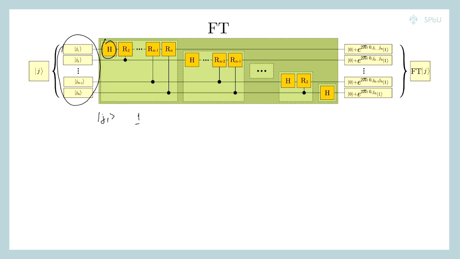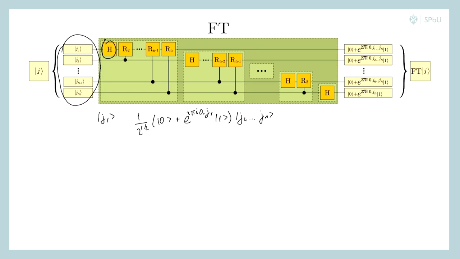1 over 2 to the power of 1/2, |0> plus e to the power of 2 pi i 0.J1 on the state |1>. And other qubits are still unchanged.